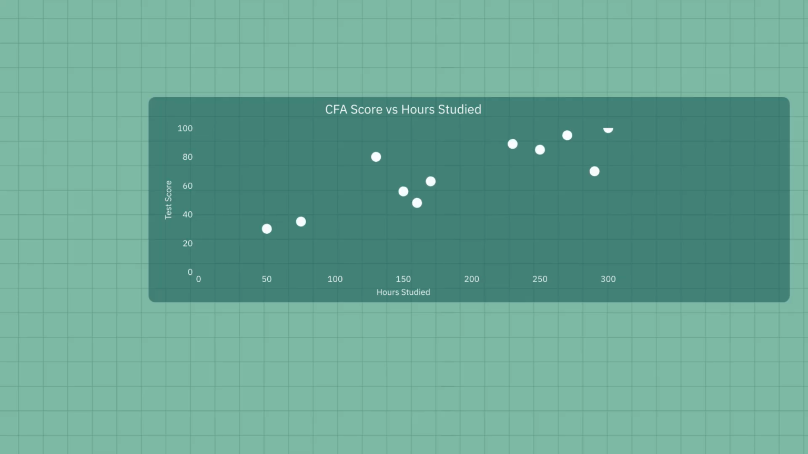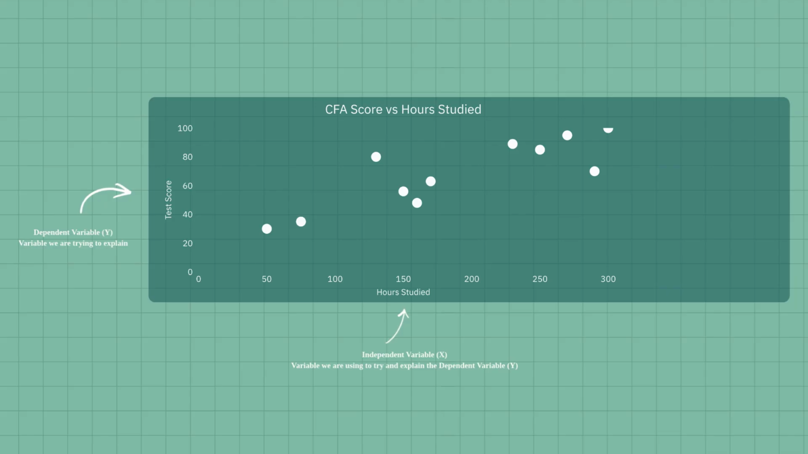Let's begin with something relatable. Imagine you want to predict how well you might perform on your CFA exam. One way to approach this is to look at past students' results and see whether there is a pattern between their exam scores and the number of hours they studied. Here we have two variables. The dependent variable, which we'll call y, is the outcome we're trying to explain, in this case, the CFA exam score. The independent variable, x, is the factor we think helps explain that outcome, the number of study hours.